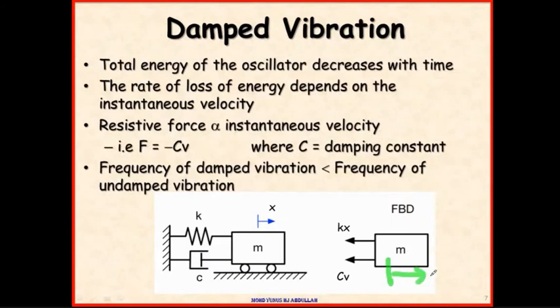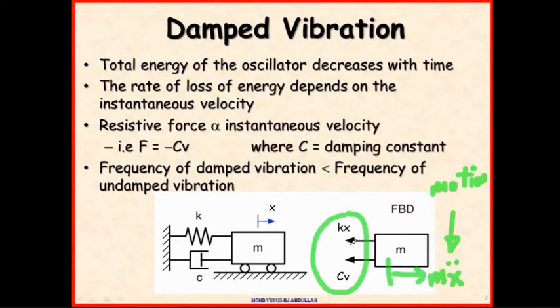This one is basically m x double dot. So this is the motion. And you know that the resistance to motion always opposes the m x double dot. The m x double dot points that way, the resistance will point the other way. So you have kx and cx dot. If you make the equation, what do you have? You will have negative kx, negative cx dot, equal to m x double dot, right?